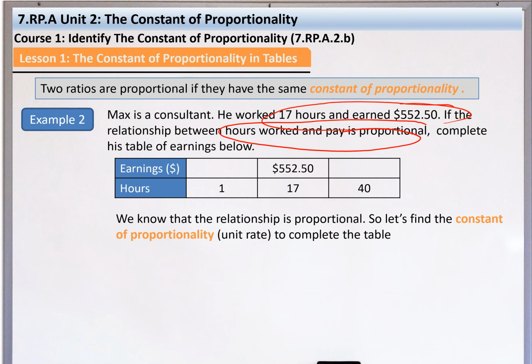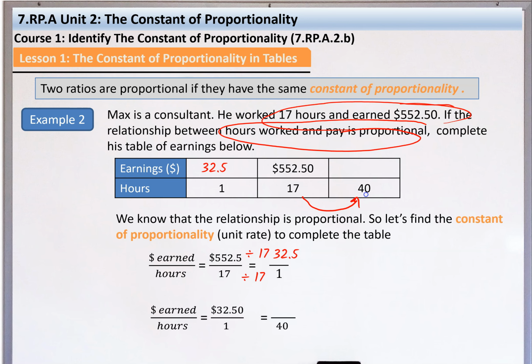So let's find the unit rate or the constant of proportionality, and then figure out how much he would make if he worked 40 hours. Because again, I don't see a rate there, a scale factor. So we know he earns $552.50 for working 17 hours. How much for 1 hour? Scale factor 17. 1 hour, $32.50.